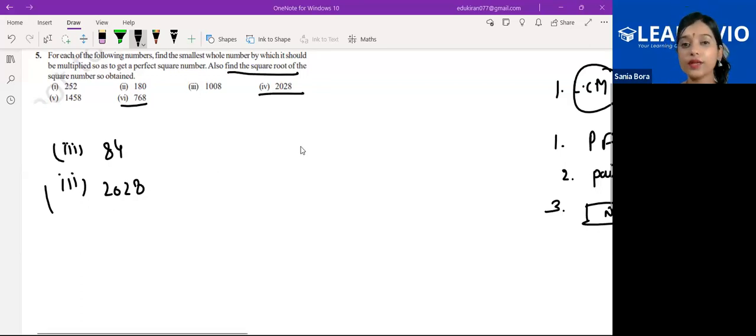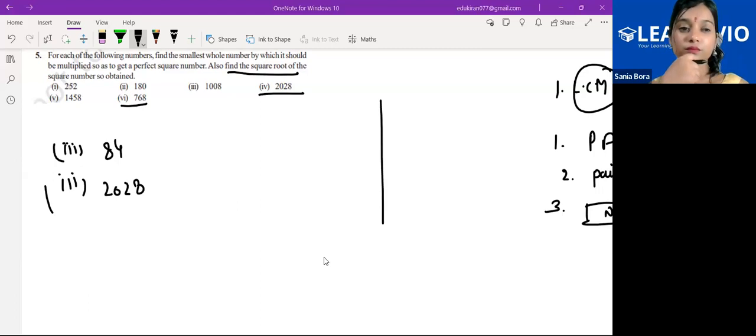Okay, so 2028. Yes, Ronnie, what is the prime factorization of 2028? Ma'am, first I divided it by 2 and I got 1,014. Right? But then I had a problem with which number to divide it by. Okay, so let me do it.